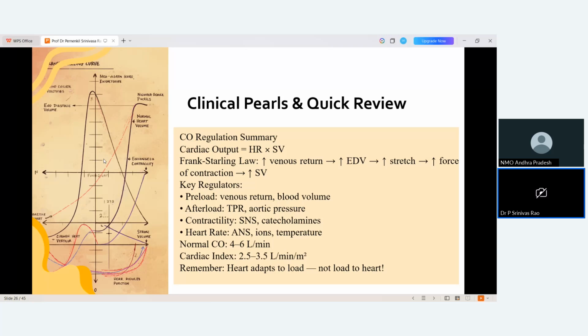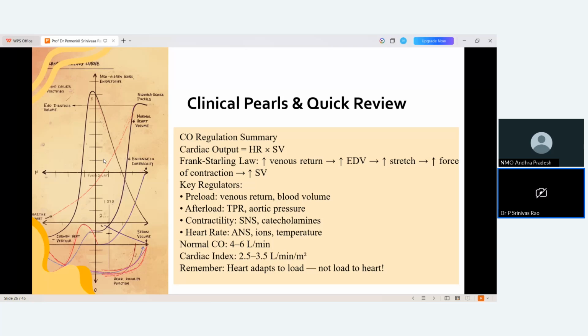Afterload. What is the afterload? Total peripheral resistance. That means hypertension, which causes an increase in the resistance. Aortic pressure is increased when there is an aortic stenosis. So the heart has to pump the blood against more resistance, so the stroke volume will reduce. Contractility, sympathetic nervous system, catecholamines. I gave you some more things which cause an increase in the contractility.